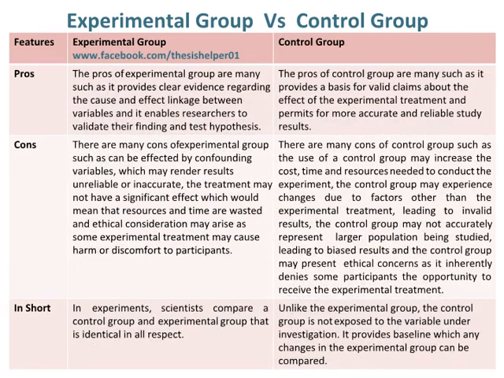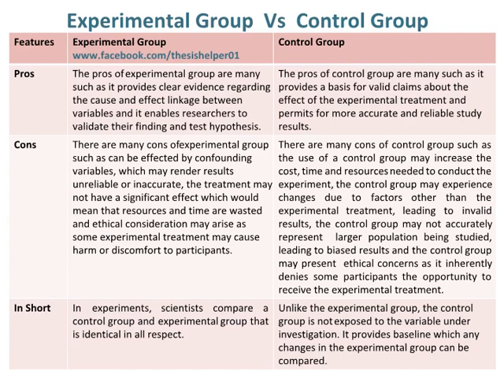The pros of experimental group are many, such as it provides clear evidence regarding the cause and effect linkage between variables and it enables researchers to validate their findings and test hypotheses. Whereas the pros of control group are many, such as it provides a basis for valid claims about the effect of the experimental treatment and permits more accurate and reliable study results.